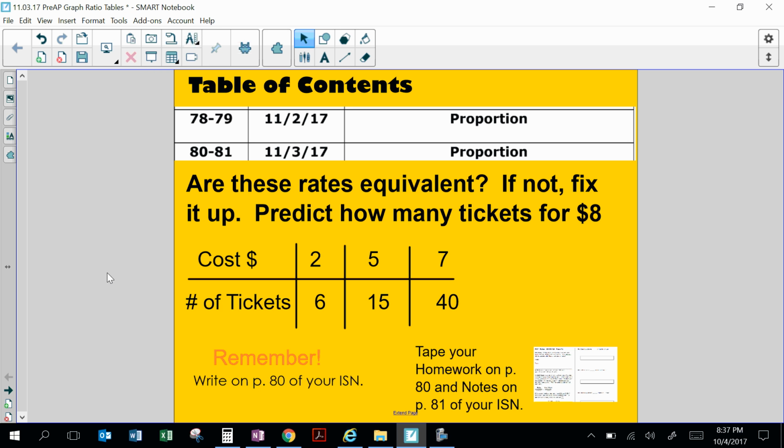Are these rates equivalent? If not, fix it up. Predict how many tickets for $8. So for $2, you can get 6 numbered tickets. For $5, you can get 15 tickets. For $7, you can get 40 tickets.